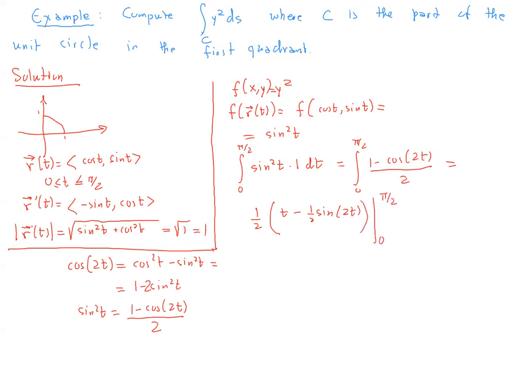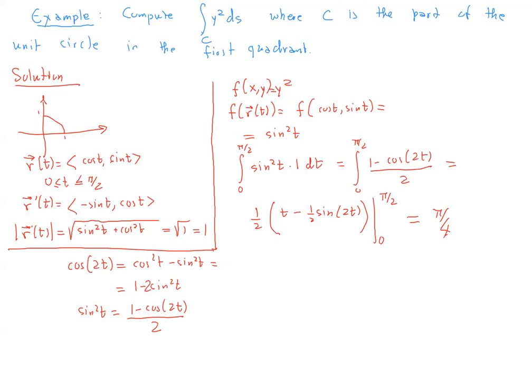If you plug in pi over 2 into sine of 2t, you get sine of pi, which is 0. If you plug in 0, you get sine of 0, which is 0. So both of them are 0. The only thing that contributes to this integral is the 1/2 t that gives us pi over 4. And that's this scalar line integral.